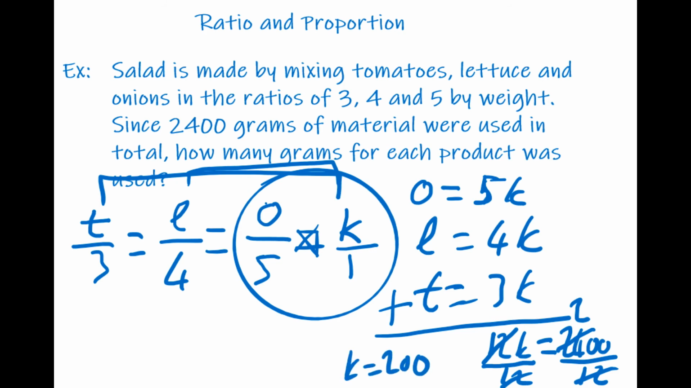And if K is 200, then onion, which was 5K, is going to be 5 times 200, which is 1,000 grams. So 4 times 200 is going to be 800, and 3 times 200 is going to be 600. So that means in the salad, there are 1,000 grams of onion, 800 grams of lettuce, and 600 grams of tomatoes.